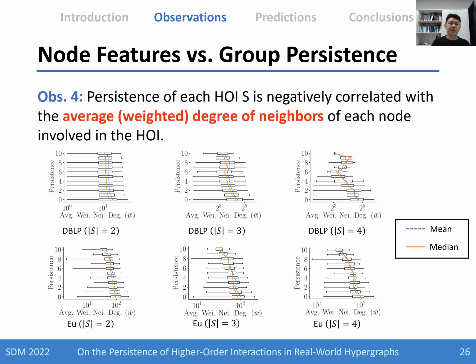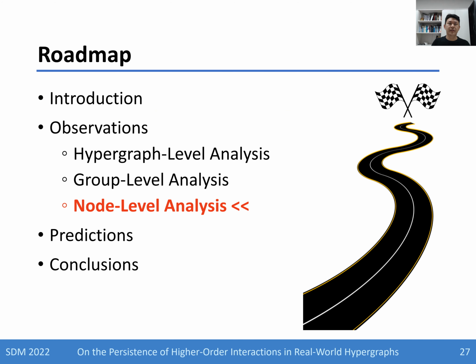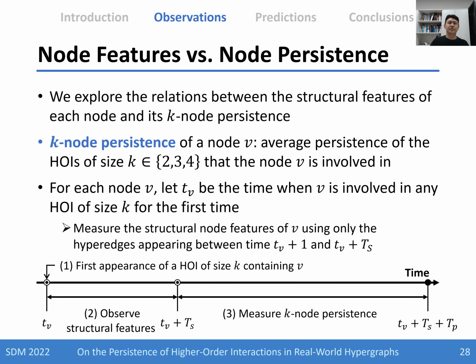The strongest negative correlations are shown in detail for 2 datasets in these figures. The last part of our observations is node-level analysis. We considered the persistence of HOIs as a group so far. Now we explore the relations between the persistence of each node and the structural features.